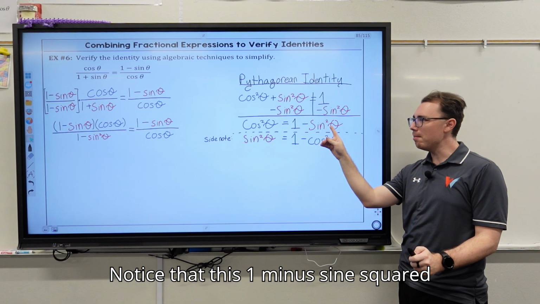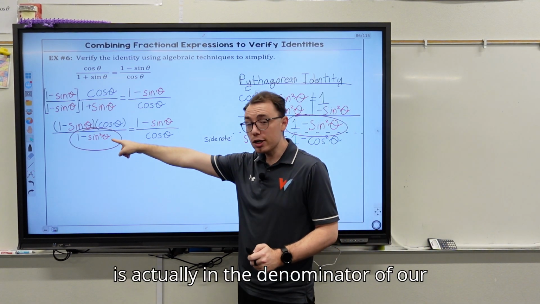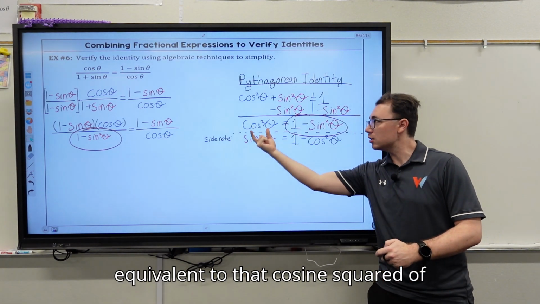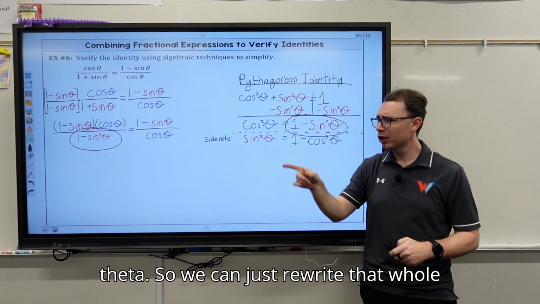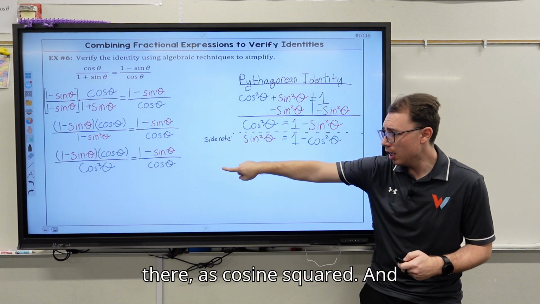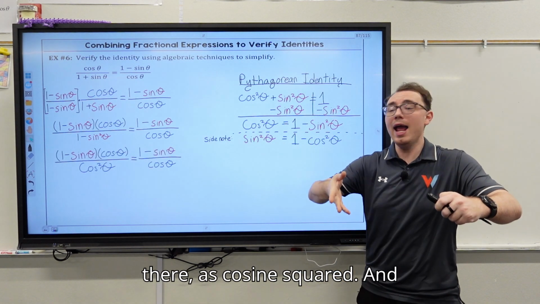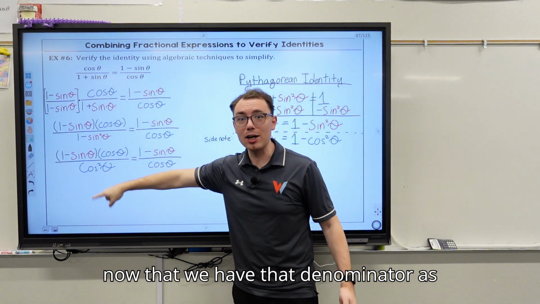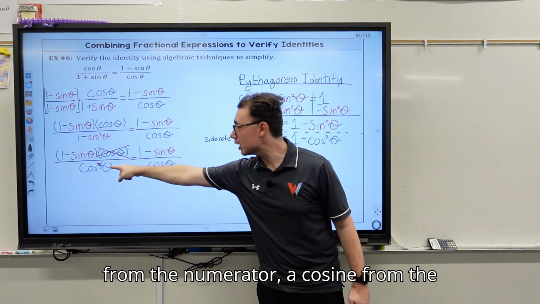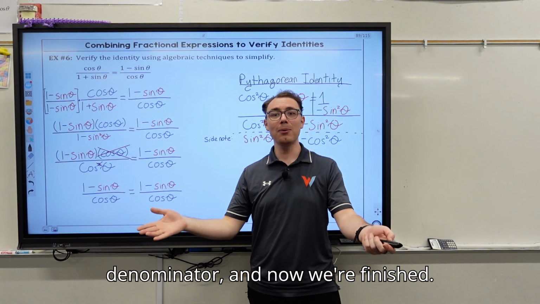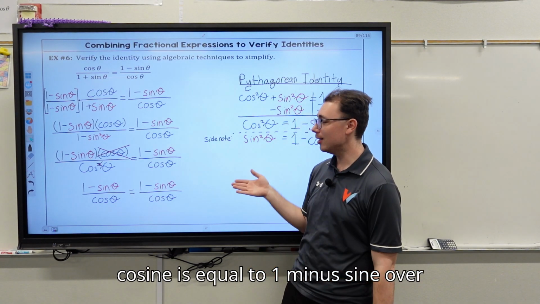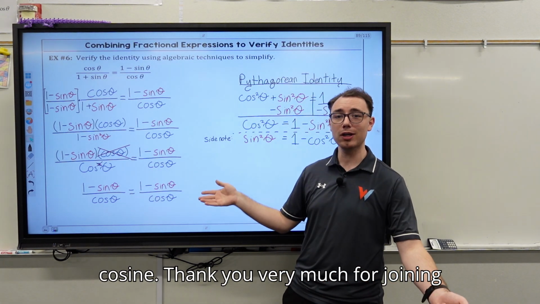Notice that this 1 minus sine squared is actually in the denominator of our fraction. And we know that it's equivalent to that cosine squared of theta. So we can just rewrite that whole expression there as cosine squared. And now that we have that denominator as cosine squared, we can simplify a cosine from the numerator, a cosine from the denominator, and now we're finished. We get 1 minus sine over cosine is equal to 1 minus sine over cosine.